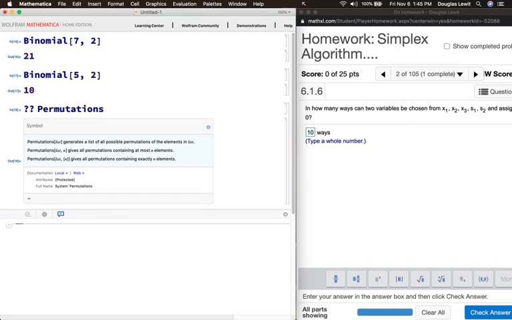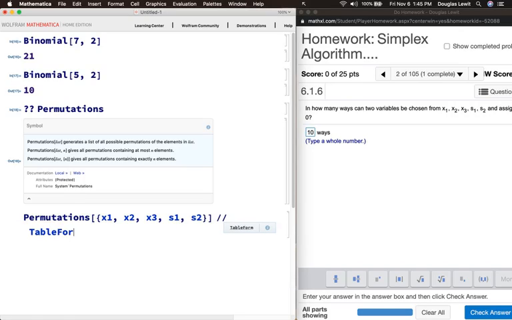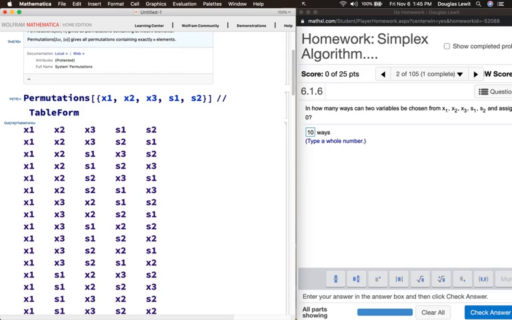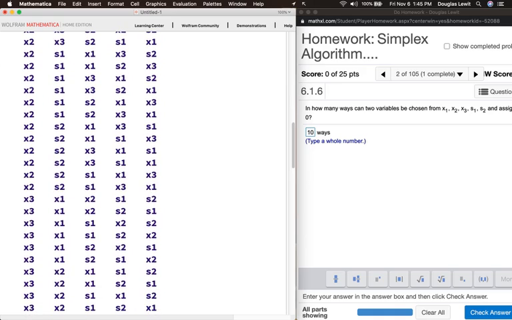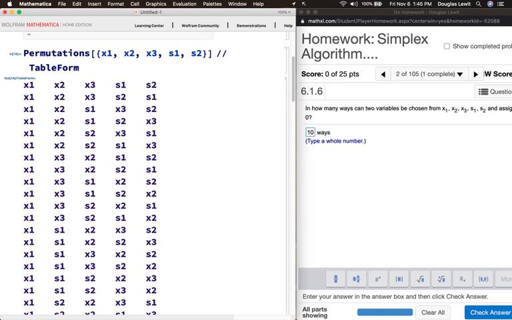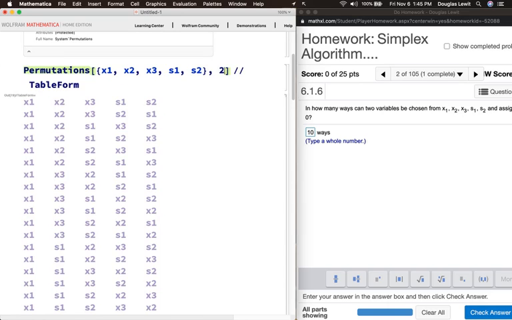It's not permutations. If you use permutations of x1, x2, x3, s1, s2, this is what you're going to get, all the different permutations, but this is a different type of problem. Here, I believe the answer is going to be pretty big, actually. Let me see, put in 2.